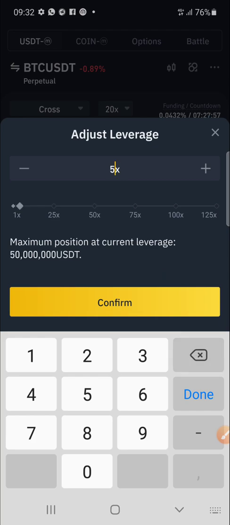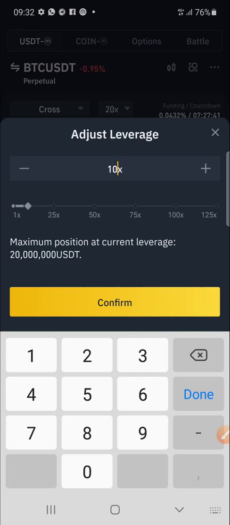So for me, the maximum leverage I use is 10x. That's the maximum. If the price goes up by 1%, I've made $10. If it goes up 2%, I've made $20. That's how I used to do my own trading. So that's the maximum I use.